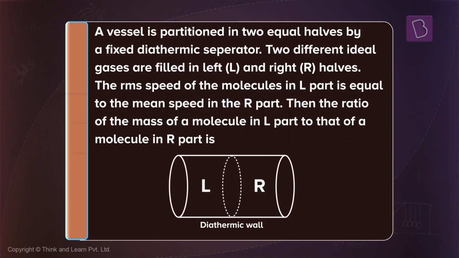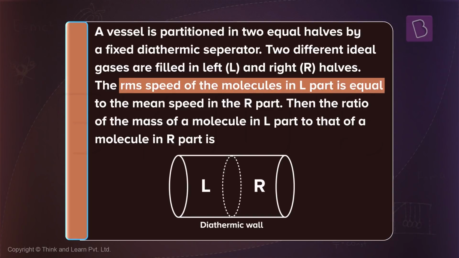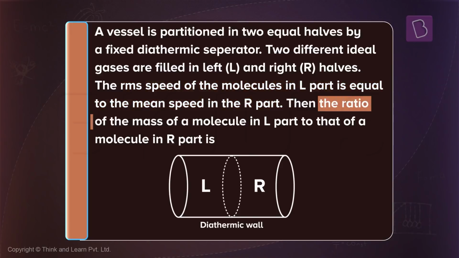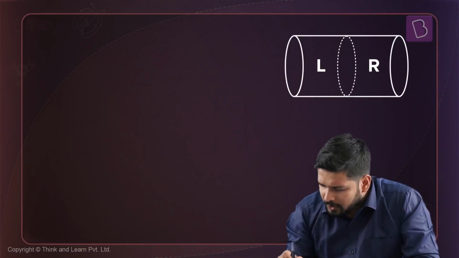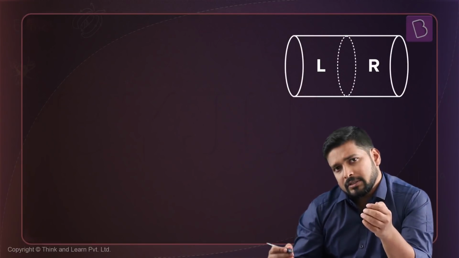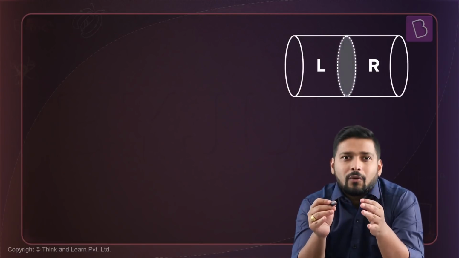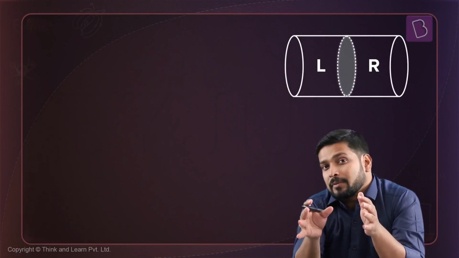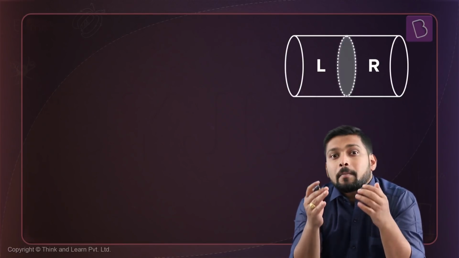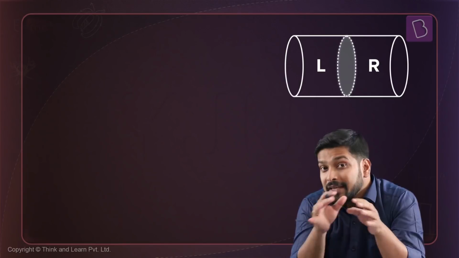So a diathermic wall is a wall which will allow the heat transfer to take place, all right? Fine. So we are given that the RMS speed on the left hand side is equal to the average speed or the mean speed of the gas in the right hand side. So this is the condition that is given to us, and we are asked what is the ratio of the masses of the two sides, right? So we have to find this ratio, and let us solve this problem. If you look at this part, the most significant part of this problem is the diathermic wall, because this diathermic wall will allow the heat transfer to take place, and if the heat transfer takes place, then the temperature on both the sides is going to be equal, right?